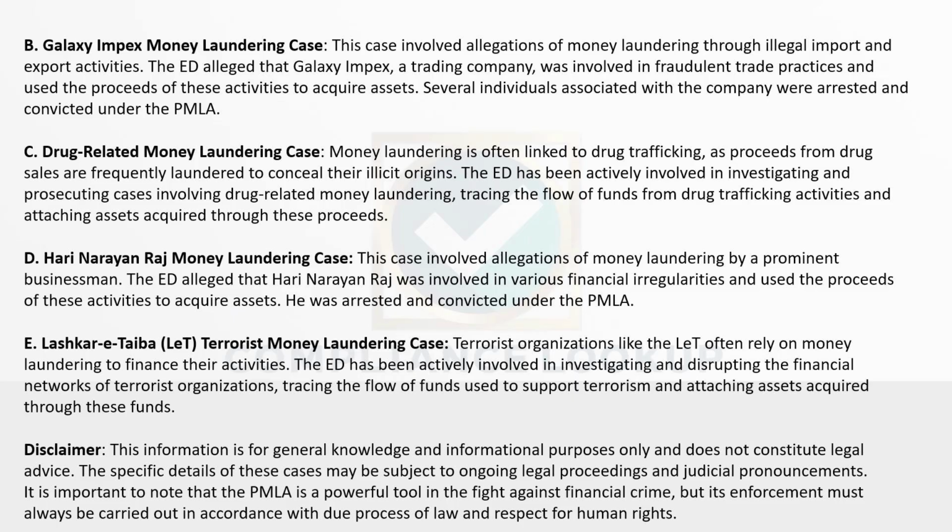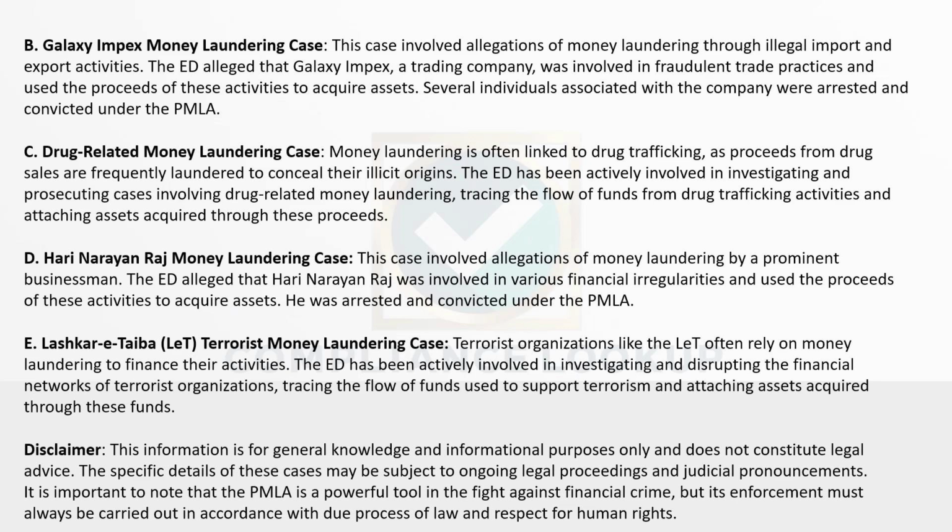E. Lashkar-e-Taiba terrorist money laundering case. This terrorist organization used money laundering to finance its terror activities primarily through Hawala networks and shell companies. The ED, in collaboration with other agencies, traced the flow of funds being sent to India to fund terrorist operations. These funds were disguised as business investments and funneled through illegal channels. Several operatives were arrested and their assets were frozen. The ED dismantled a significant part of the money laundering network that supported terrorism. The convictions helped curb the funding of terrorist activities.